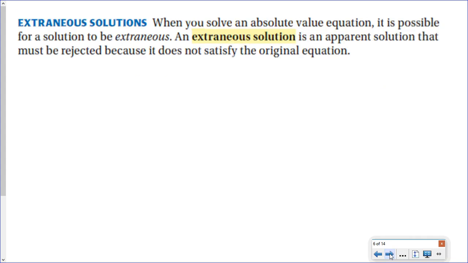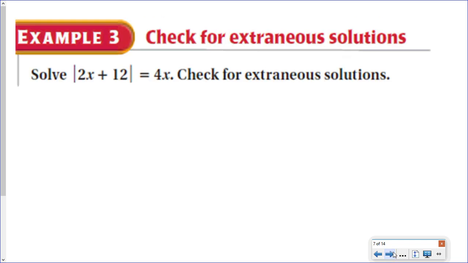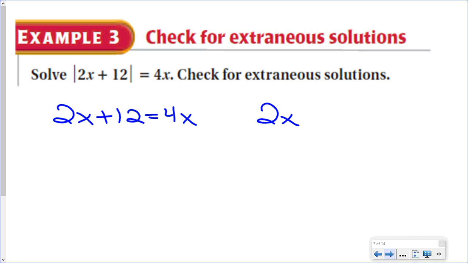Extraneous solution is a solution that you throw out because it doesn't satisfy the original equation. So it's when you get an answer, but when you plug it back in, it doesn't make sense. And here's the problem that goes with that. Here's the first equation. You write it just like you see it. Here's the second equation. You switch the sign on that other part. Solving this for x.